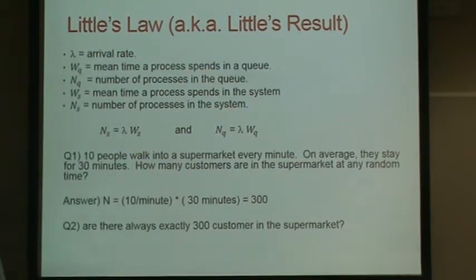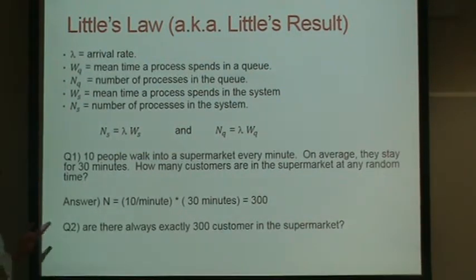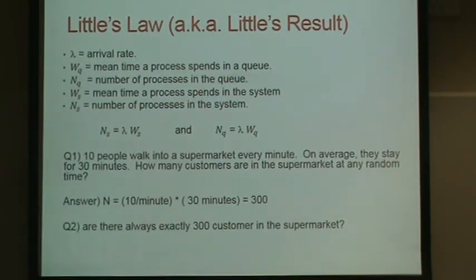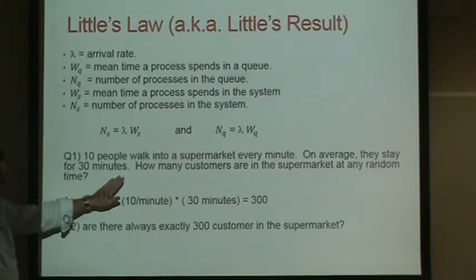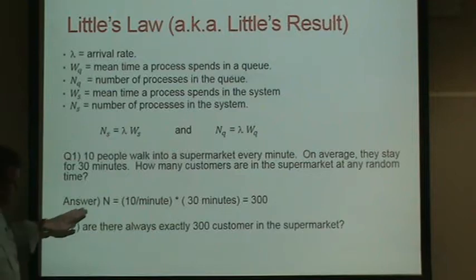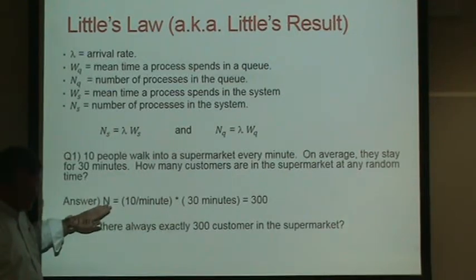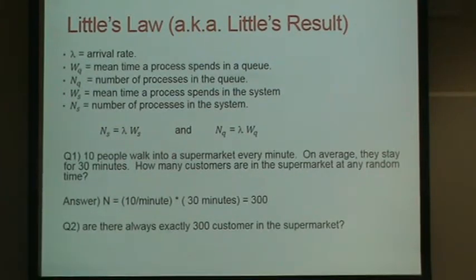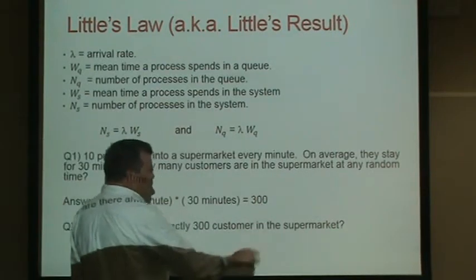So hopefully this result is intuitive. For example, if 10 people walk into a supermarket every minute, and on average they stay for 30 minutes, so that's shopping and cashing out and all of that, how many customers are in the supermarket at a random point in time? The answer would be N, the number of customers in the supermarket, would be the rate into the supermarket, 10 per minute, times the amount of time they spend, which is 30 minutes. So on average, there would be 300 customers in the supermarket.